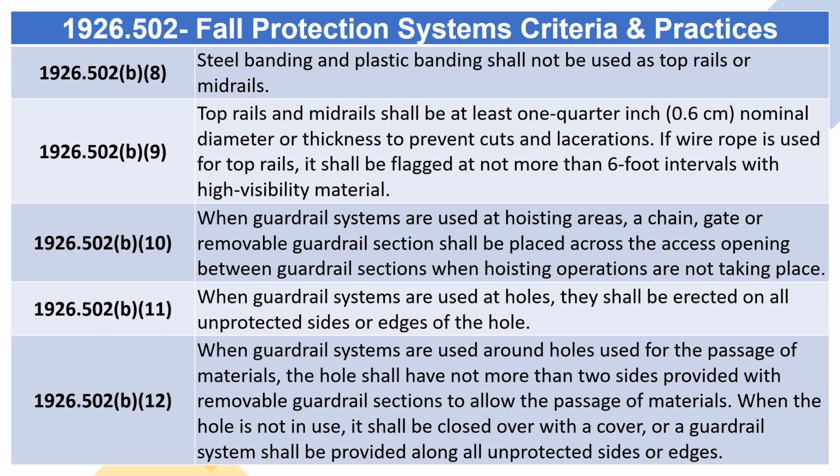1926.502(b)(12) When guardrail systems are used around holes used for the passage of materials, the hole shall have not more than 2 sides provided with removable guardrail sections to allow the passage of materials. When the hole is not in use, it shall be closed over with a cover, or a guardrail system shall be provided along all unprotected sides or edges.